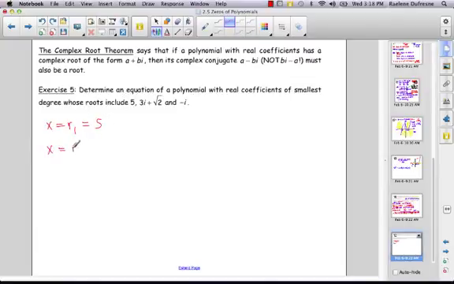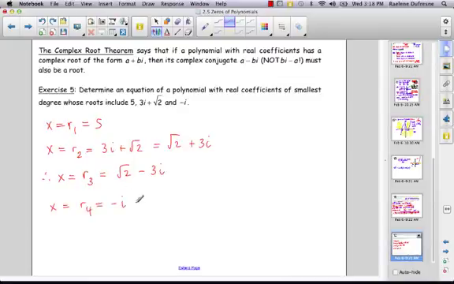Another x value for the root is 3i plus the square root of 2. I'm going to write that so we have the real part first. And automatically, therefore, we know that the complex conjugate, square root of 2 minus 3i, is required by the complex root theorem. And we know that x equals root 4 is negative i, which is 0 minus i, and therefore another root of 0 plus i, or simply i, must be involved.